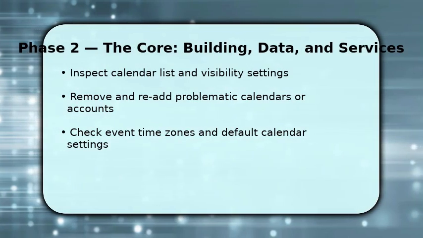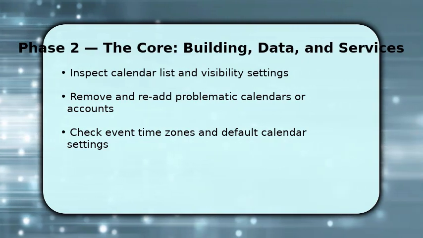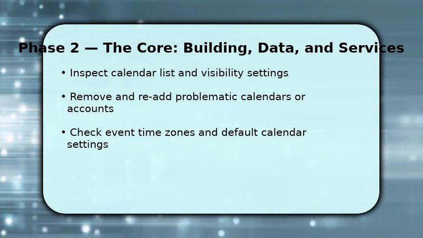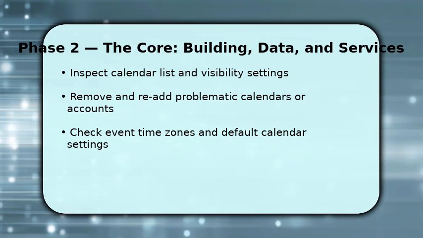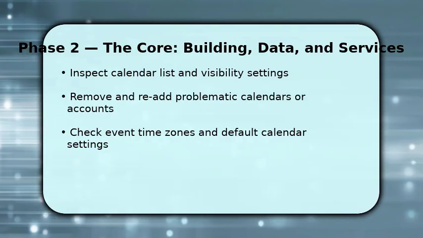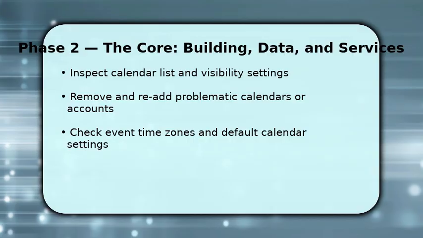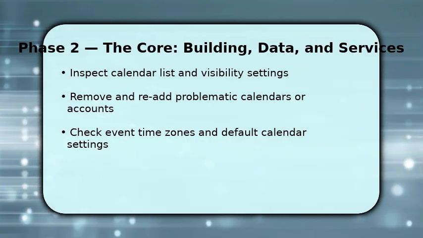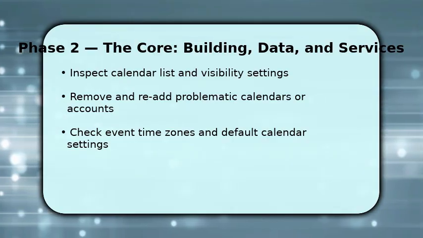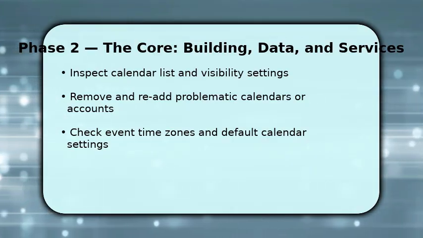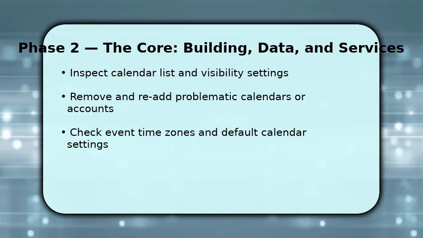Now you dig deeper. Open calendar settings and confirm the calendar list, visibility, and notification permissions for each calendar you use. If an individual calendar still misbehaves, remove and re-add that calendar or the entire Google account. This resets sync tokens. Also verify event time zones and default calendar preferences to avoid invisible events. Make sure two-factor prompts or account security alerts aren't blocking access. Once those changes finish, force a manual sync and watch for errors.